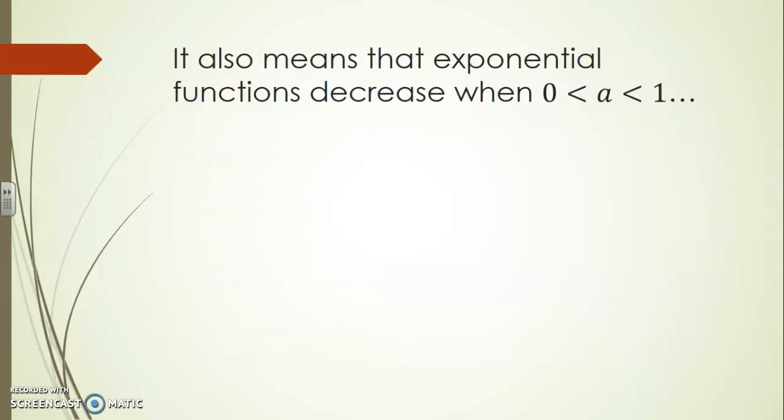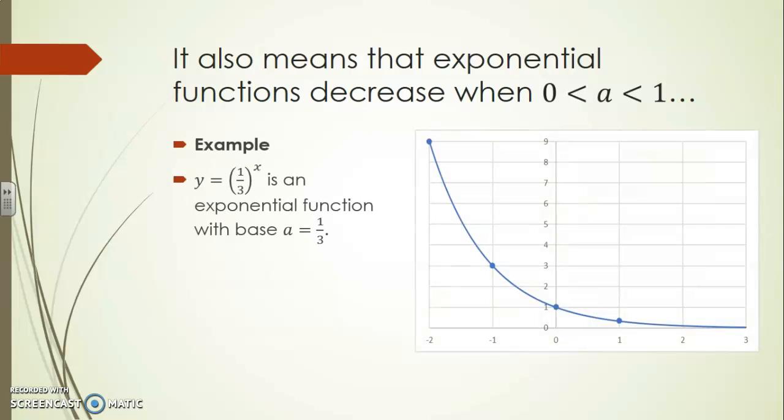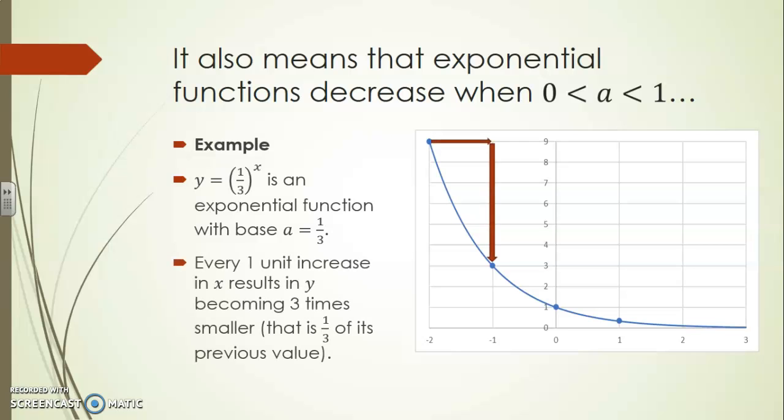It also means that exponential functions decrease when a is between 0 and 1. For example, here is a depiction of y equals 1/3 to the power x. It's an exponential function with a base of a equal to 1/3. This time, every 1 unit increase in x results in y becoming 3 times smaller, or if you prefer, 1/3 of the value y had 1 unit previously.